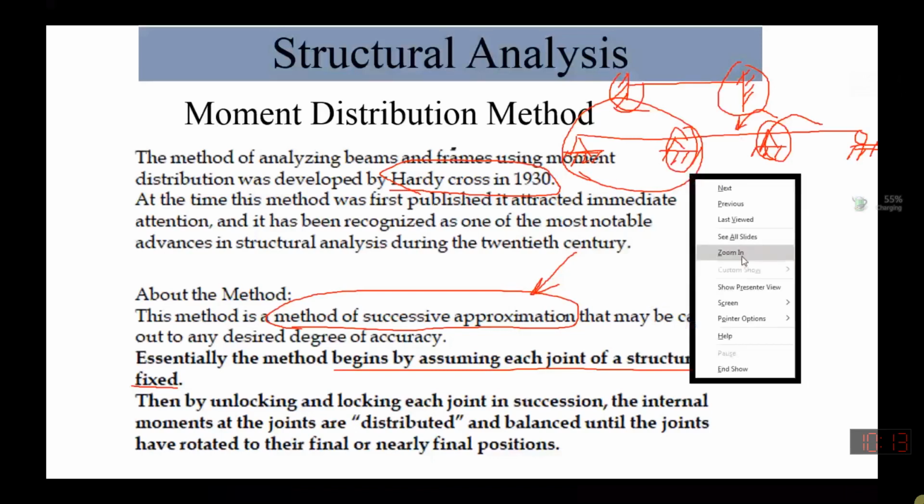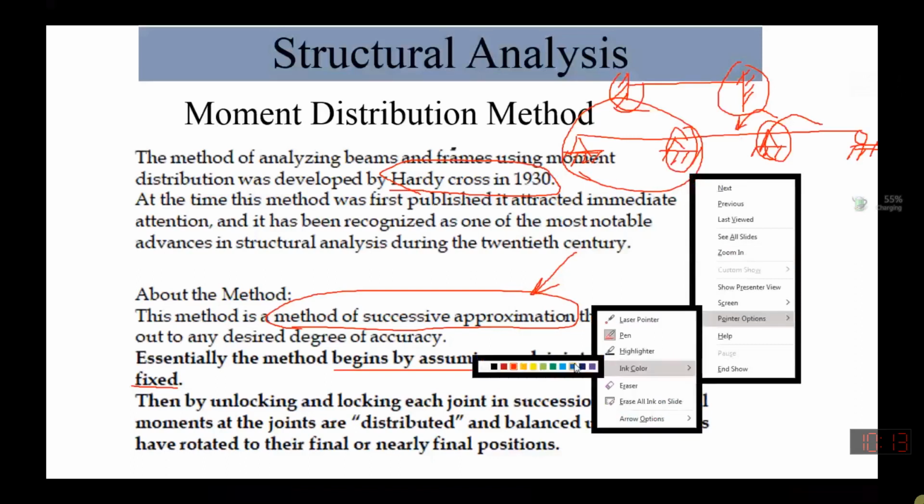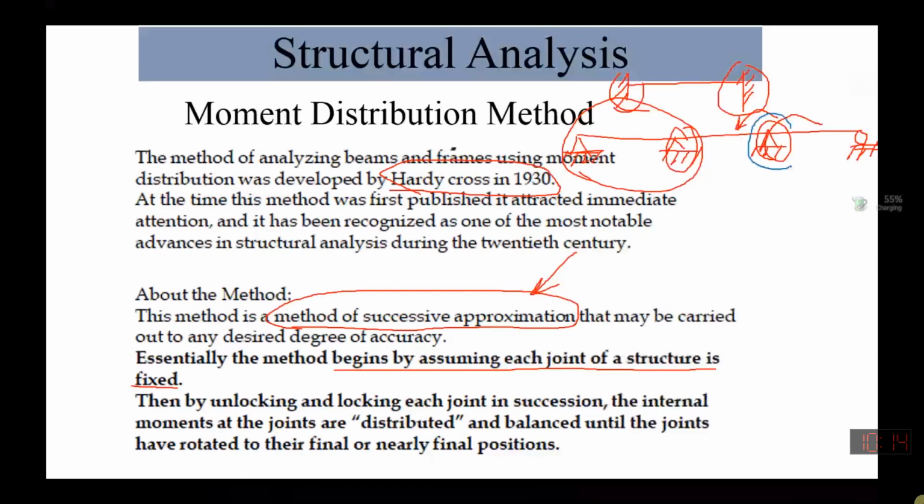Initially we consider that this joint is locked. Whatever moment we can find out through fixed end moment formulations. We have the formula to find the moment on the ends due to the applied loads. Once we have considered that moment is there, we distribute it to the side spans, how much can be taken by each span. And then we again consider that our joint is locked. In this way, by unlocking and locking each joint in succession, the internal moments are distributed and balanced.